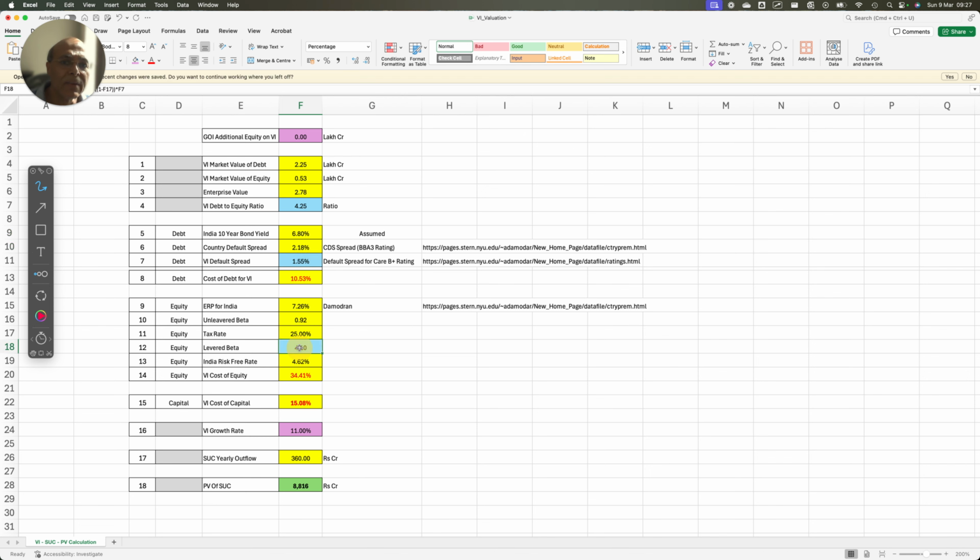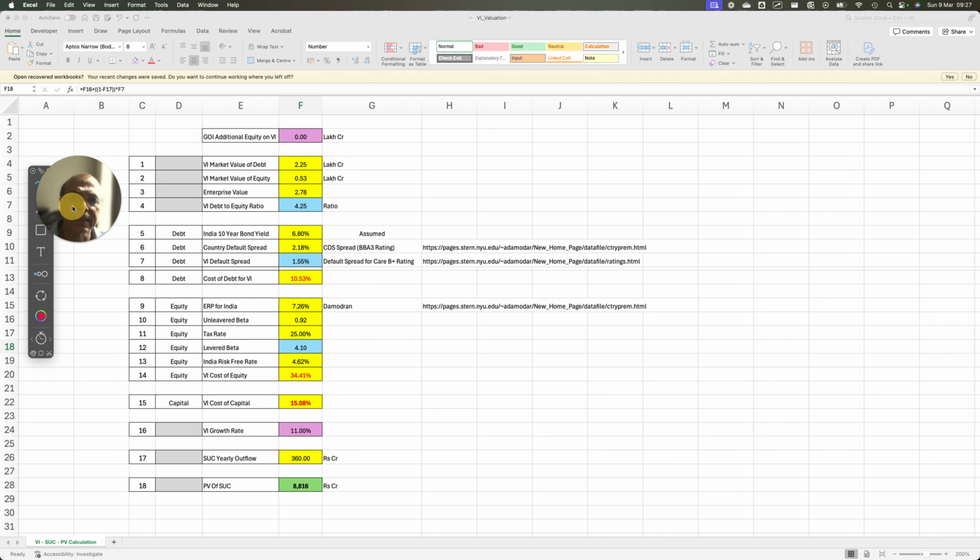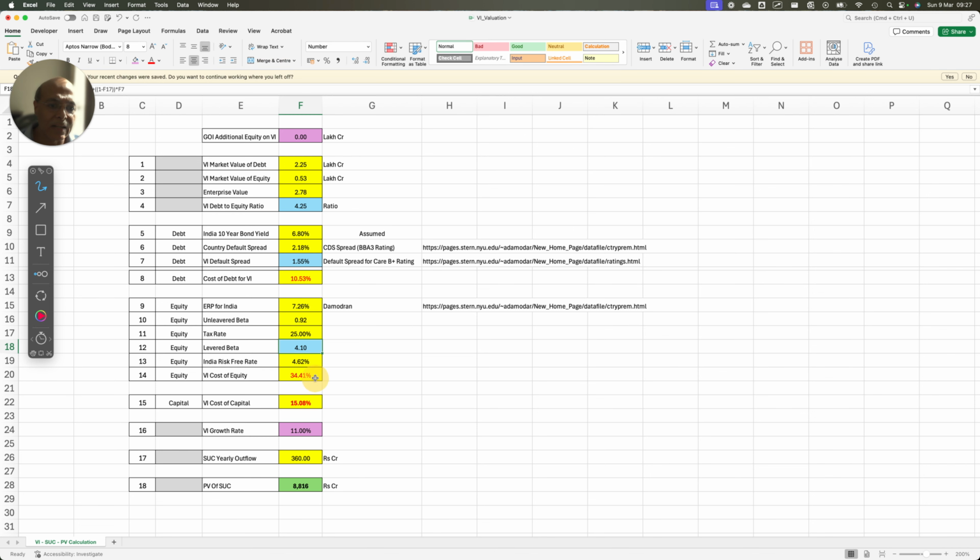So you get a levered beta by using this calculation, which is F16 plus 1 minus F17, which is the tax rate, multiplied by F7. F7 is this value, the debt to equity ratio, which I was telling you about, right? So you get a levered beta of 4.1.